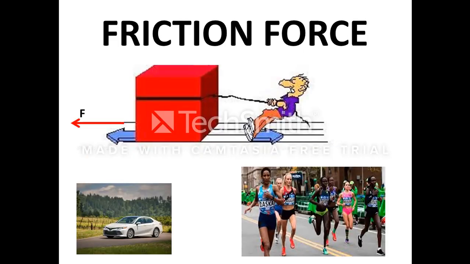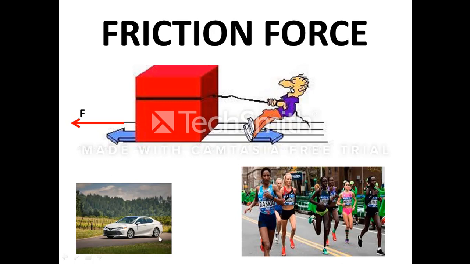The other type of force is the friction force. Friction forces are forces which occur as a result of two bodies under relative motion. For instance, for a man pulling a box on a floor, the floor will exert a resisting force F to the motion of the box.